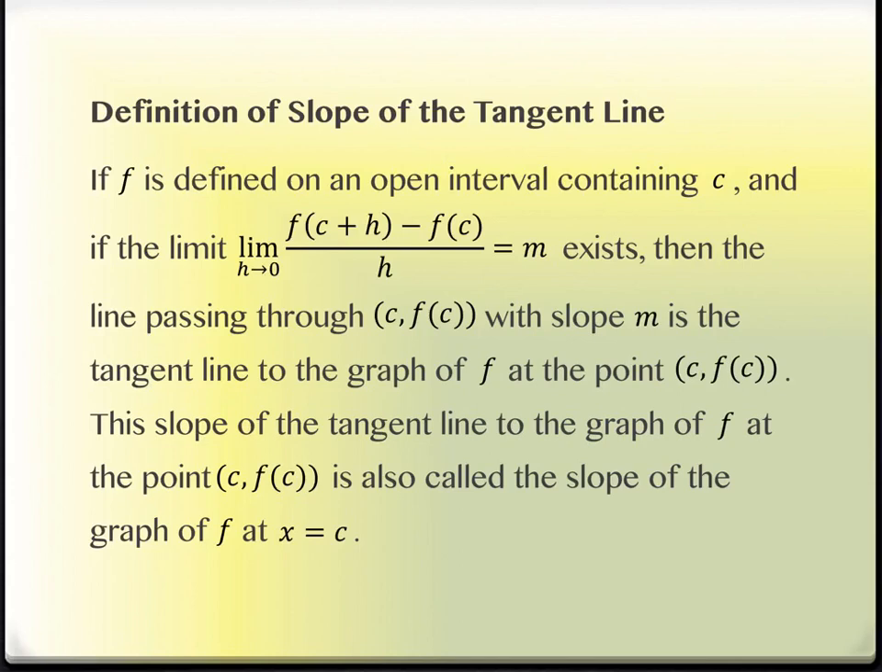The slope of the tangent line to the graph of f at that point is also called the slope of the graph. So what we're seeing is several pieces of vocabulary that all mean the same thing. I'm going to highlight them. Slope of the tangent line, slope of the graph, and in a little bit, we're also going to call this the derivative. And all of these words mean the same thing. They mean this definition that has this limit in it as h goes to 0.